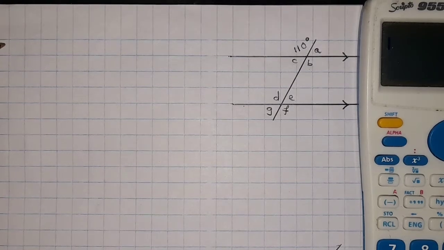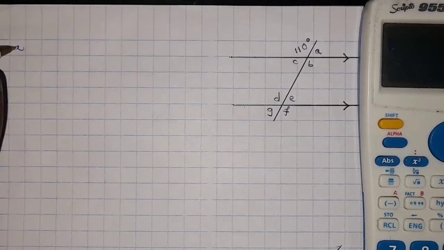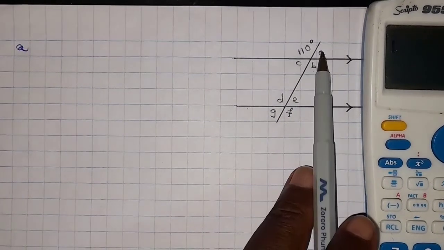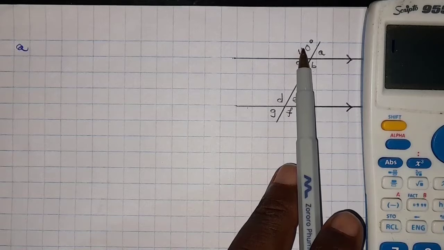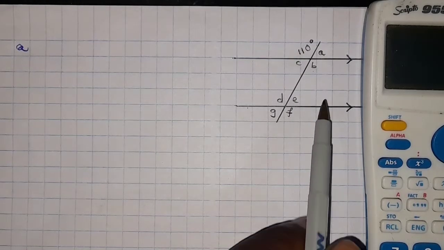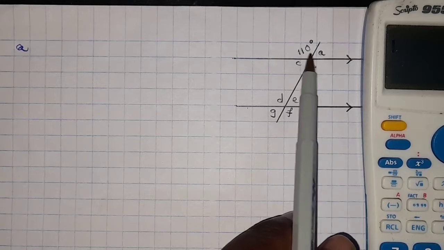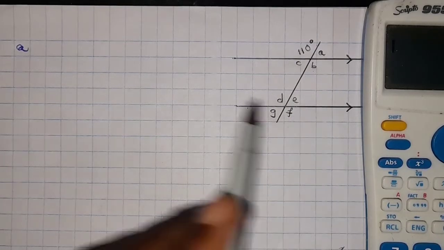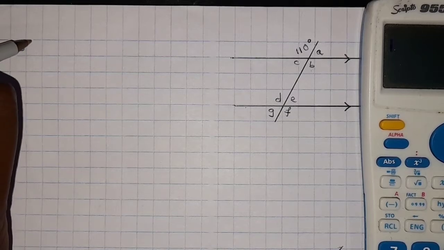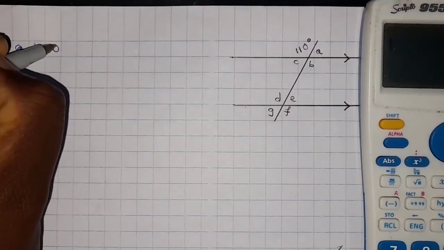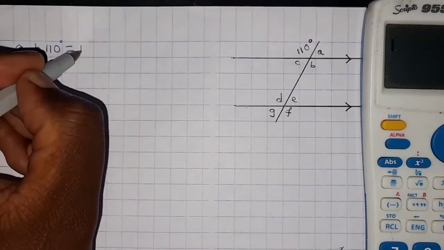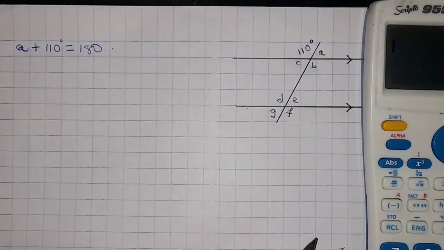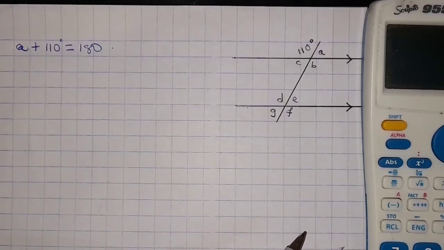The first one is angle A. How big is angle A? We are given this angle to be 110 degrees. And we should remember that angles on a straight line add up to 180 degrees, right? So A plus 110 degrees should give us 180 degrees. Two angles which add up to 180 degrees, we say they are supplementary. So A and 110 degrees there, they are supplementary.